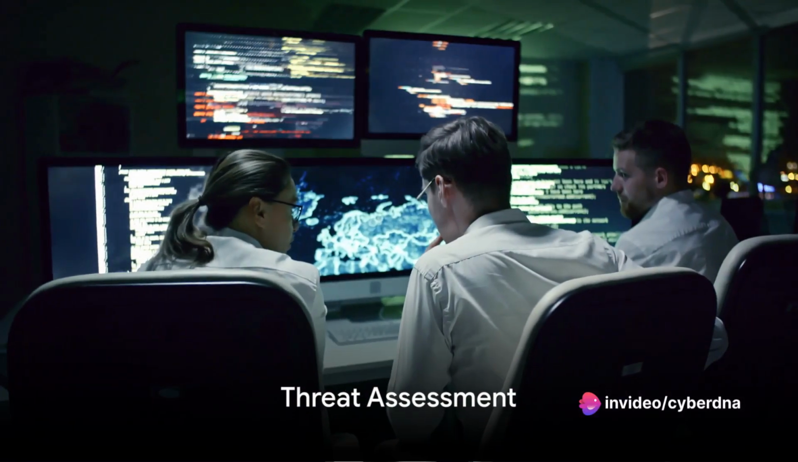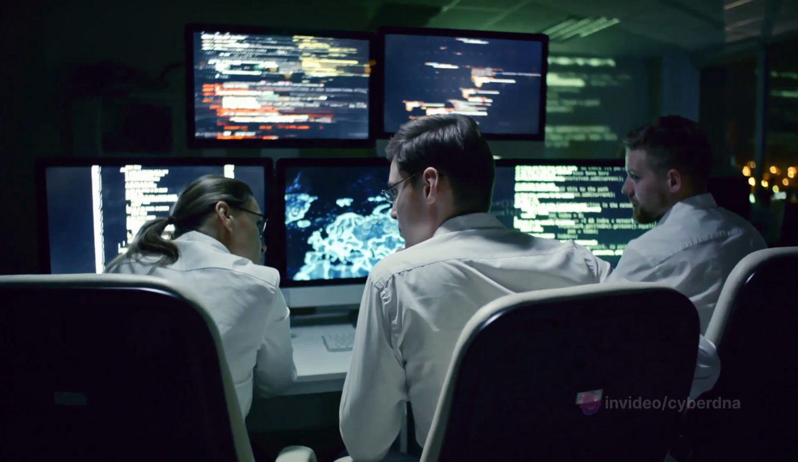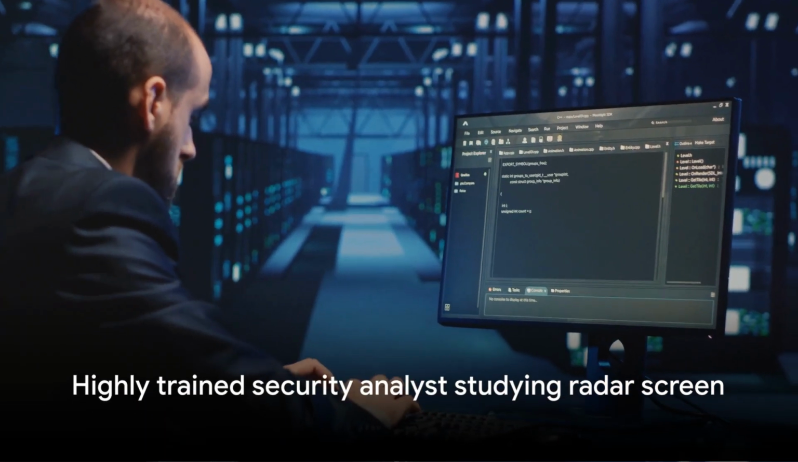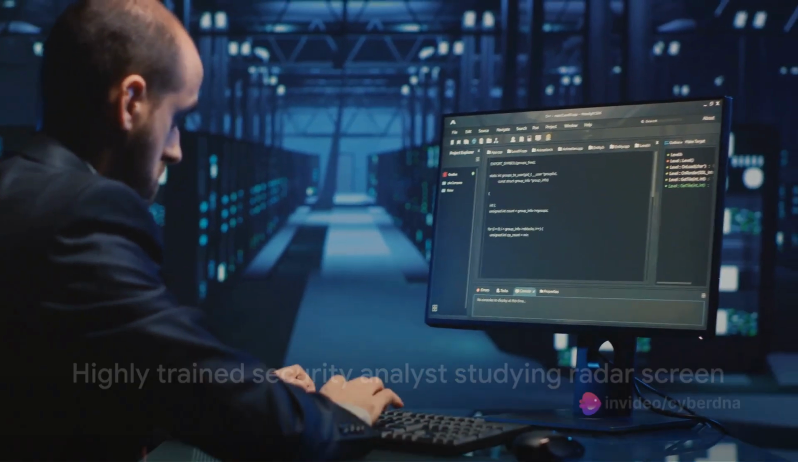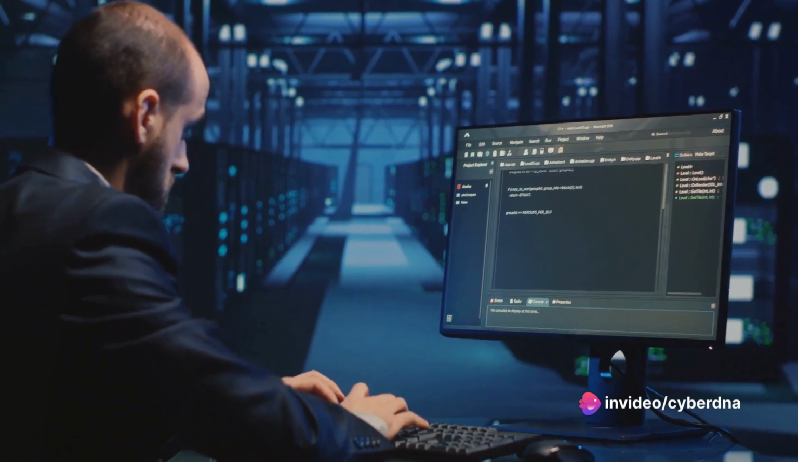Next in line is threat assessment. Once a potential threat has been identified, it needs to be evaluated. This is where threat assessment comes in. It's the equivalent of a highly trained security analyst, studying the radar screen and determining whether that blip is just a bird or an incoming missile.